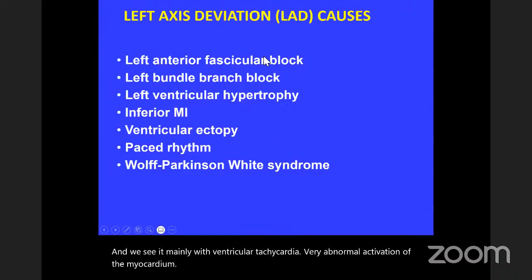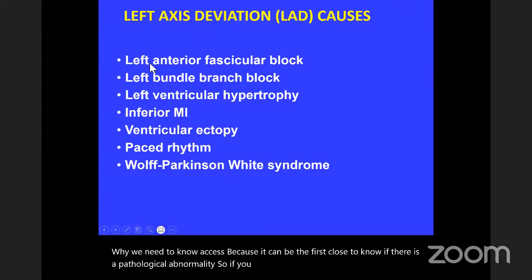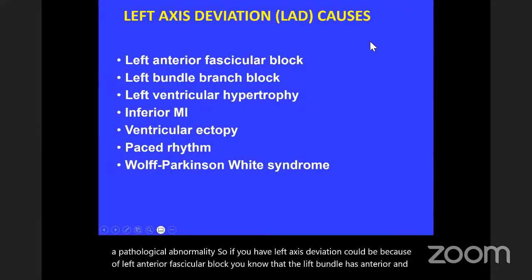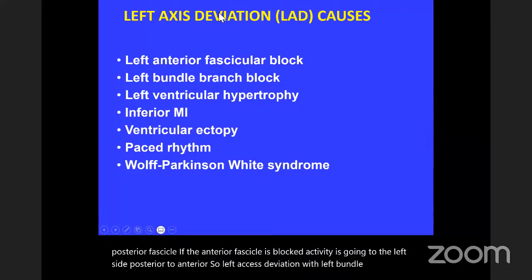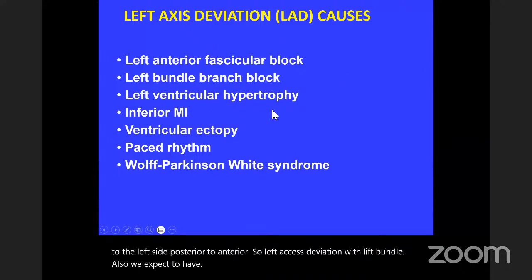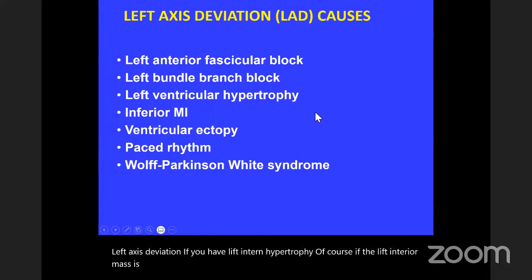Why do we need to know the axis? Because it can be the first clue to know if there is a pathological abnormality. So if you have left axis deviation, it could be because of left anterior fascicular block. We know that the left bundle has anterior and posterior fascicles. If the anterior fascicle is blocked, activity is going to the left side, posterior to anterior, so left axis deviation. With left bundle branch block, also you expect to have left axis deviation. If you have left ventricular hypertrophy, of course, if the left ventricular mass is huge, the vector of the heart will shift to the left, so we will have left axis deviation.